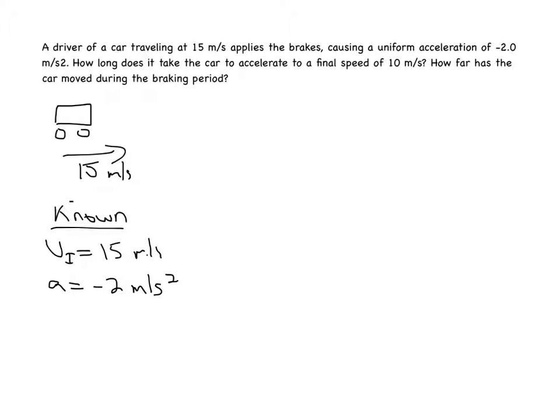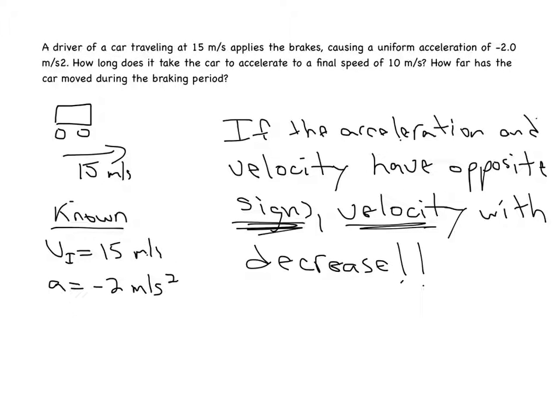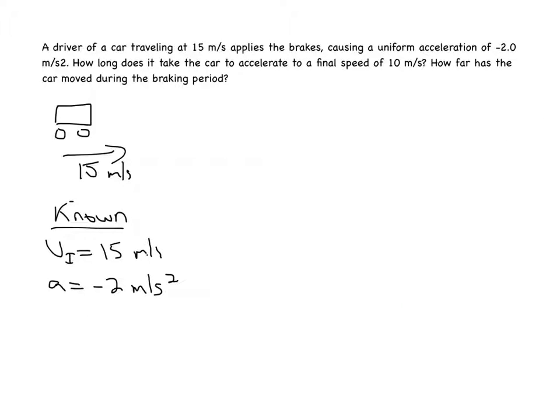So think about what that means. If the car has a positive velocity and a negative acceleration, then its velocity is going to decrease. Essentially what's happening is this acceleration means it's gaining negative velocity. So something important to note: if the acceleration and the velocity have opposite signs, then the velocity will decrease. That's only if they have opposite signs.